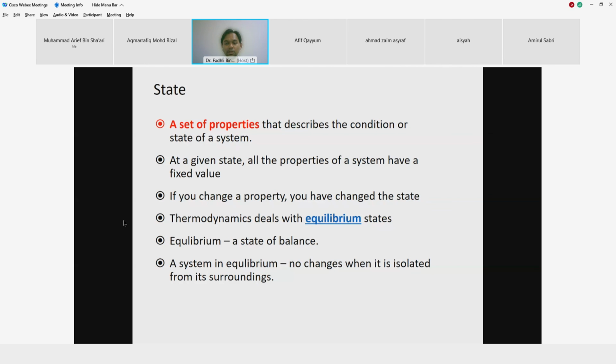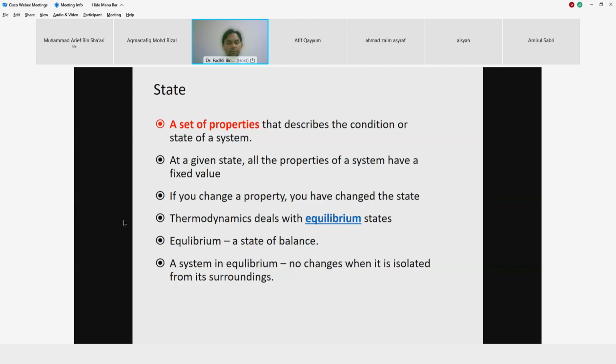What that means, you have changed the state from state 1 to state number 2, from position 1 to position number 2, because you changed the property of the temperature. For this, the temperature is T1. Now the temperature is T2. So that means you have changed the state, from state 1, position 1, to now state number 2, position 2.